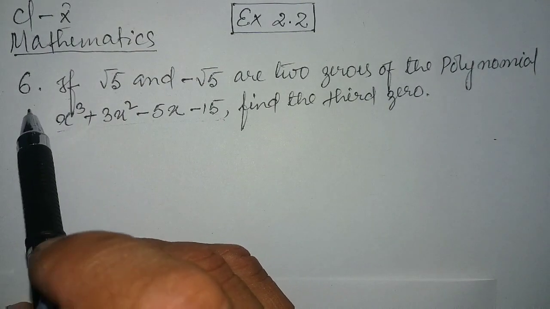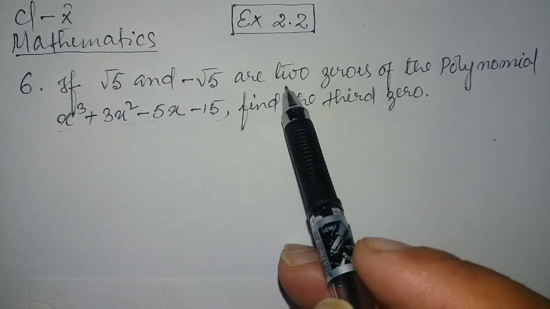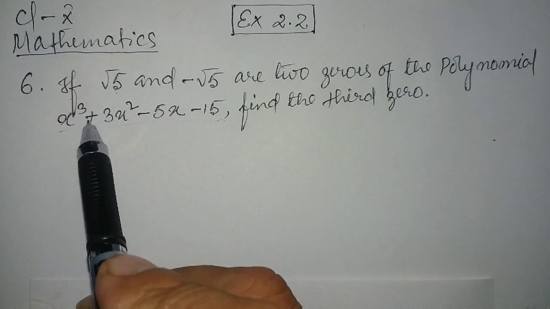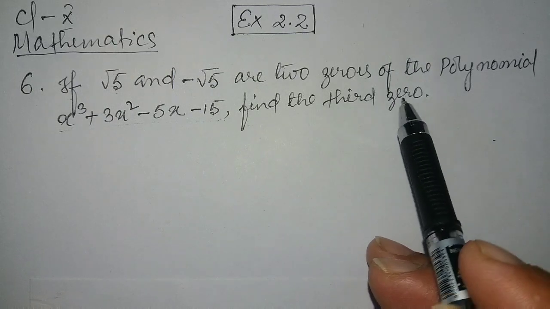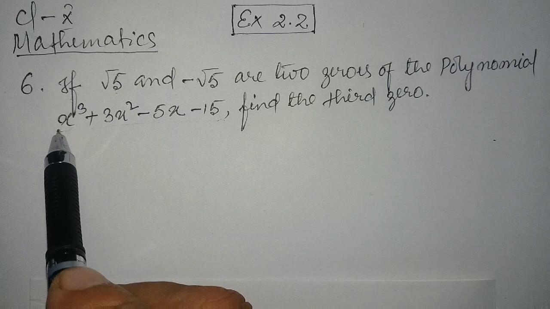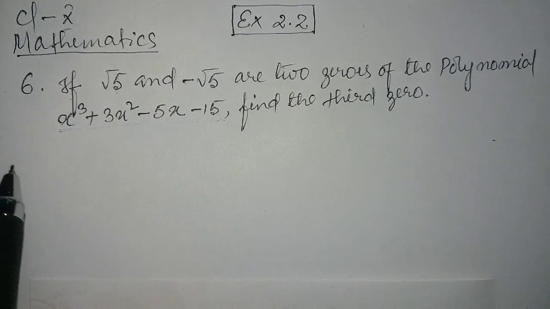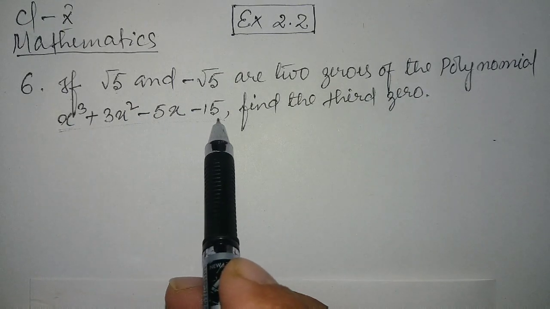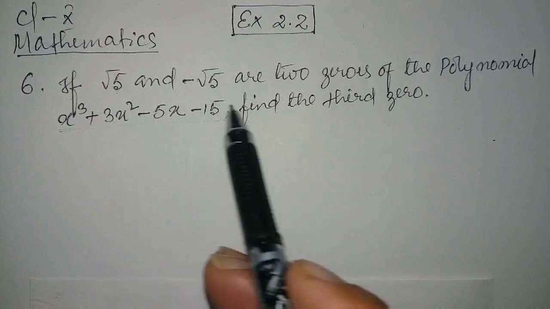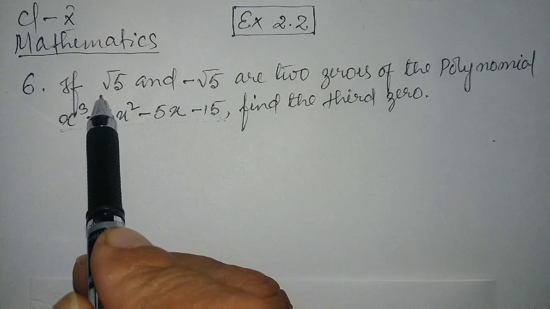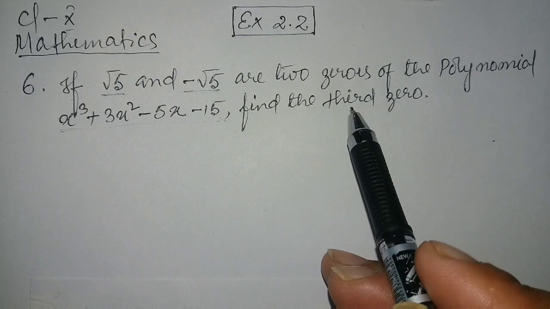Now let's move on to the next question, that is question number 6. If root 5 and minus root 5 are two zeros of the polynomial x cubed plus 3x squared minus 5x minus 15, find the third zero. Now in this question we have a polynomial whose degree is 3, that is the highest power is 3. So since the degree of this polynomial is 3, there are going to be 3 zeros. Out of those 3 zeros, 2 are already given here, which are root 5 and minus root 5. Now we are supposed to find the third zero.